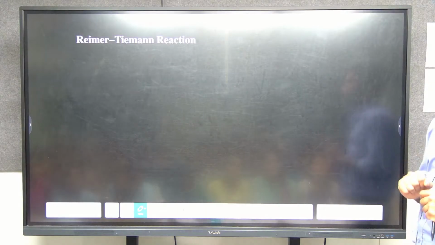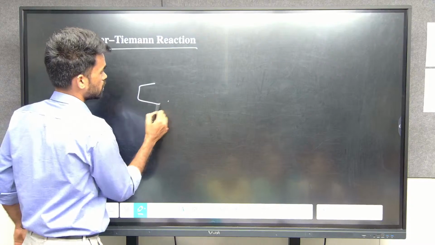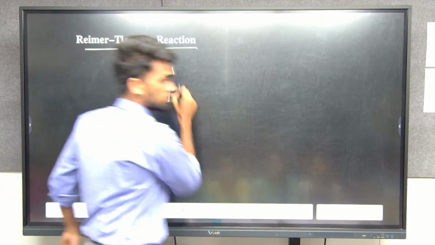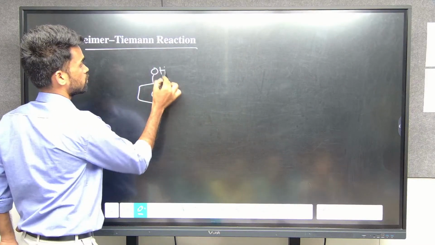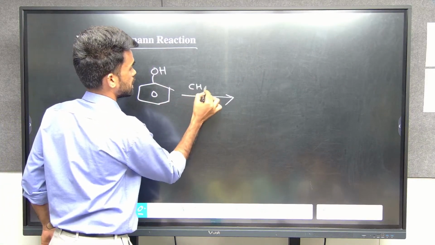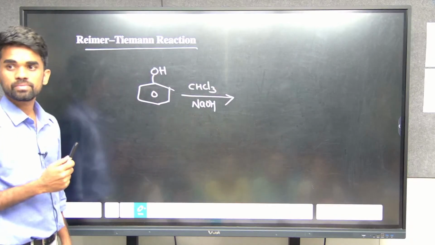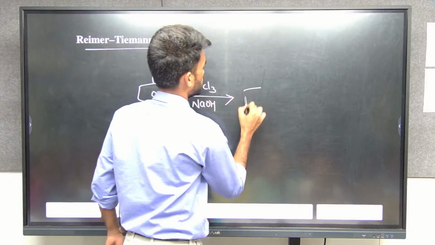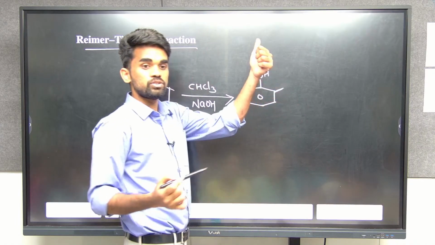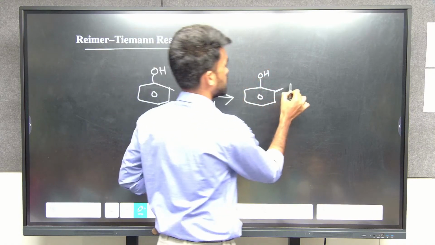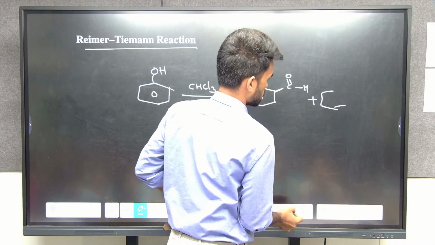Next one, Reimer-Tiemann reaction. What happens here in the Reimer-Tiemann reaction? Same, phenol reacting with what? CHCl3, chloroform, in basic medium like NaOH. What happens? It forms salicylaldehyde. Previously you saw carboxylic acid, here it is aldehyde. Again here also, which is major? Ortho product or para product?